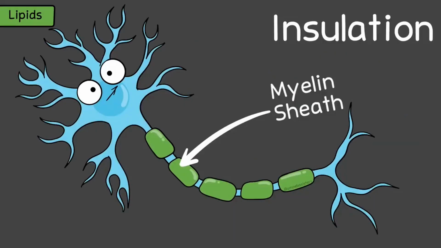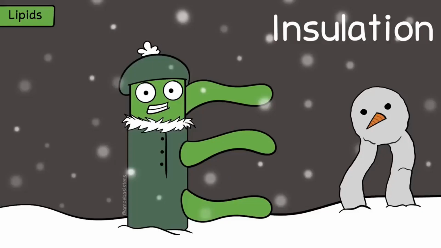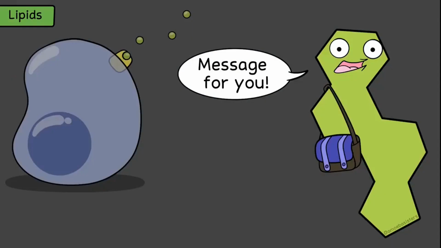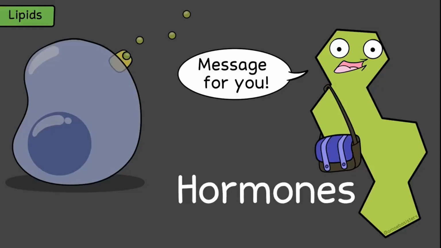For example, this myelin sheath made of lipids can be found on many neurons. Or the insulation may involve temperature regulation, so thermal insulation. For example, the blubber on this adult harp seal is made of lipids, helping it conserve heat. Another cool function about lipids: many lipids act as hormones, which are chemical messengers for many different processes.